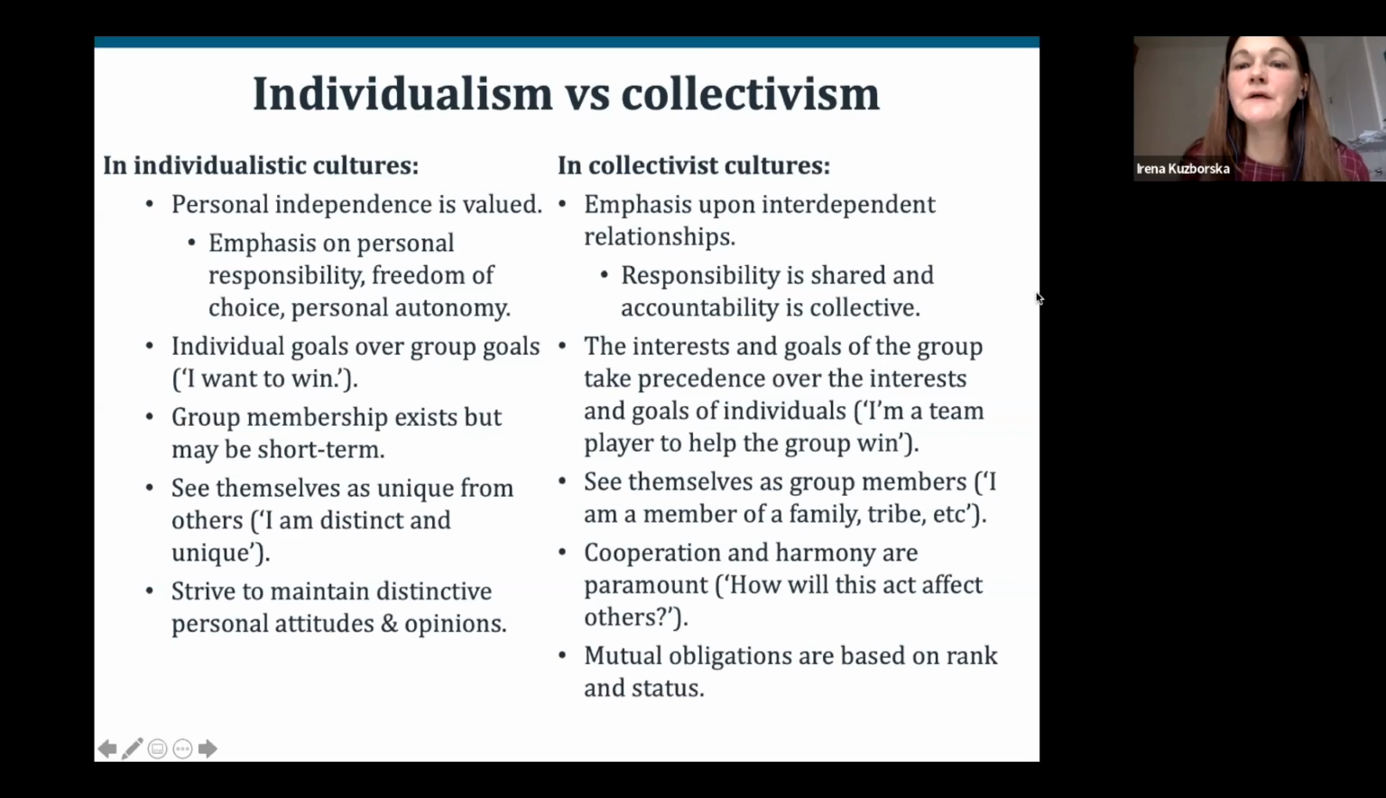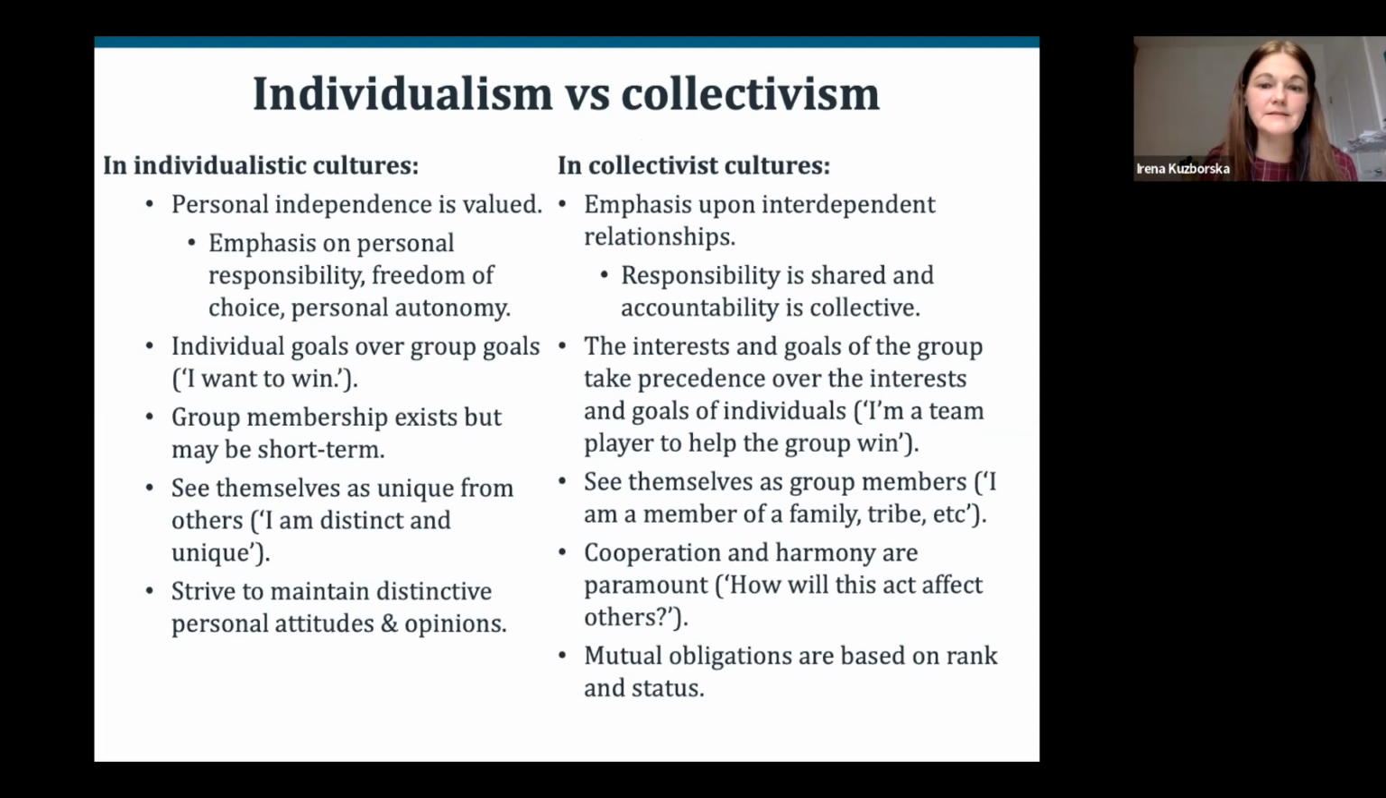Now, in collectivist cultures, the emphasis is on interdependent relationships and shared responsibility. Members of the group are accountable for what they have done. The interests and goals of the group take precedence over those of individuals. They see themselves as a team player of a certain group. They don't say "I'm unique," but "I'm a member of a family, of this group, of this discipline." Cooperation and harmony are very important, so they don't want to stand out from the crowd, because standing out could even be punished in some societies.